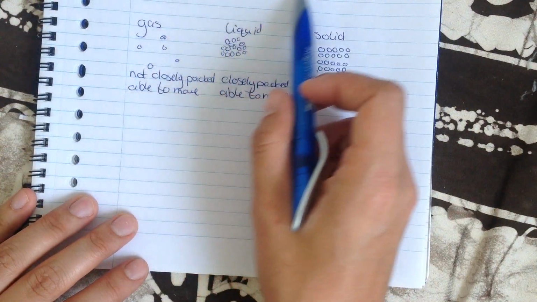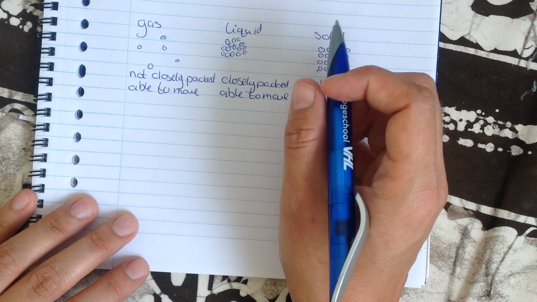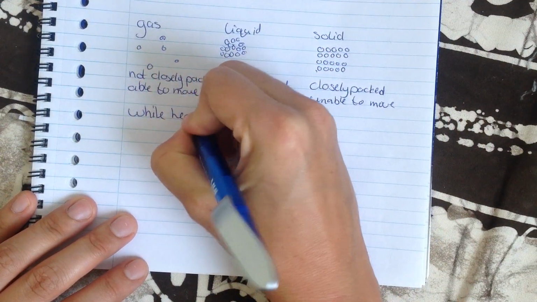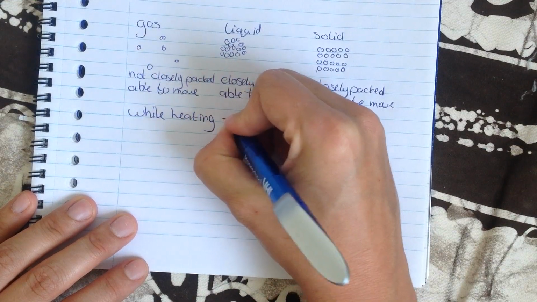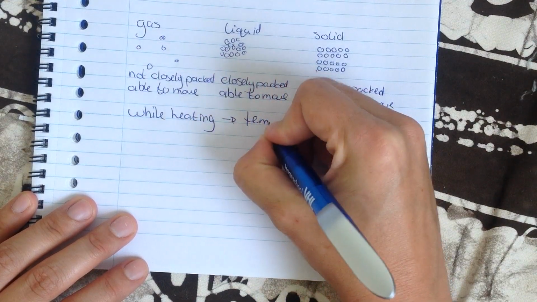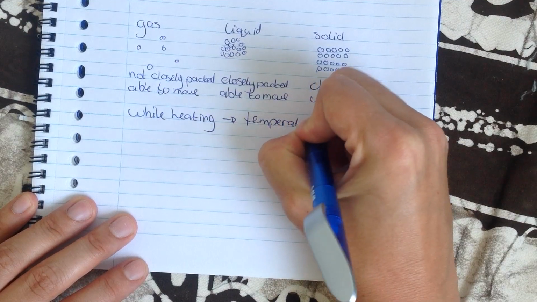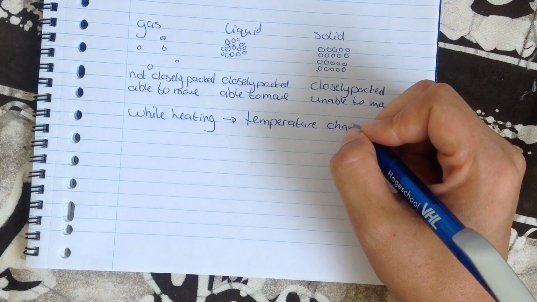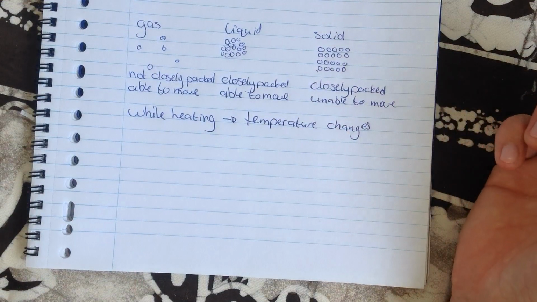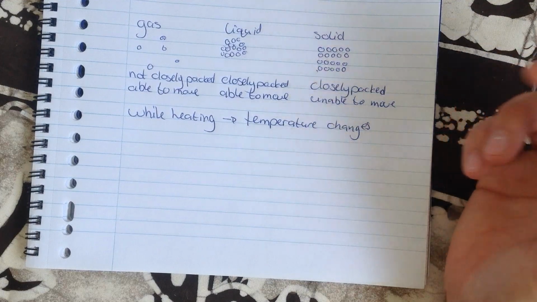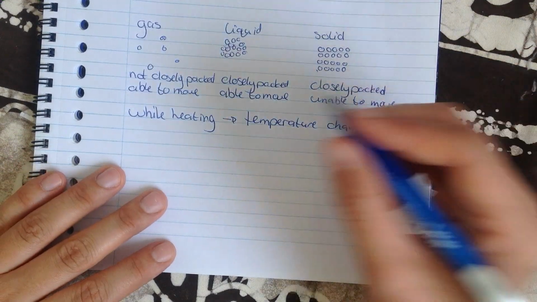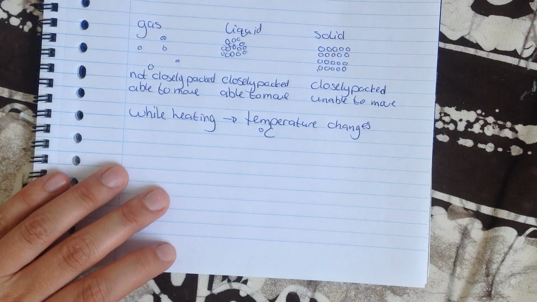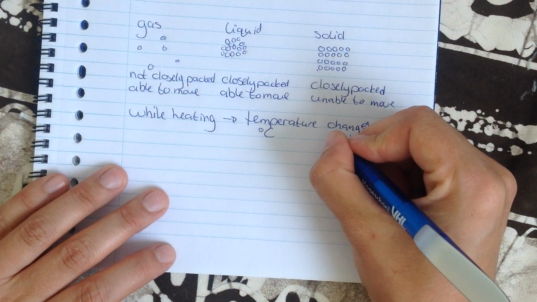Okay, so when I'm going to heat it, while heating it, something happens to the temperature. So the temperature changes. The temperature of a substance is basically how hot it is. In Holland and in Europe we use the Celsius scale. In science we use a different scale, it's called Kelvin.